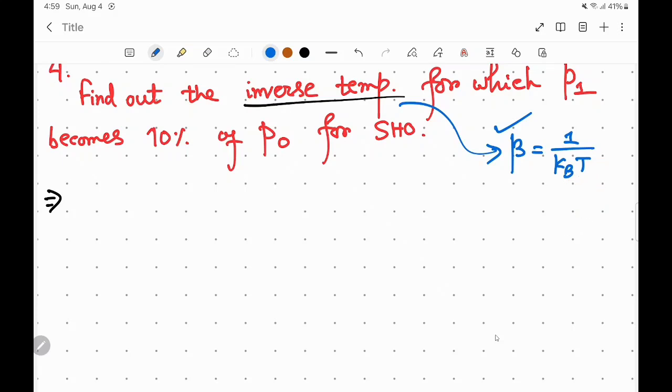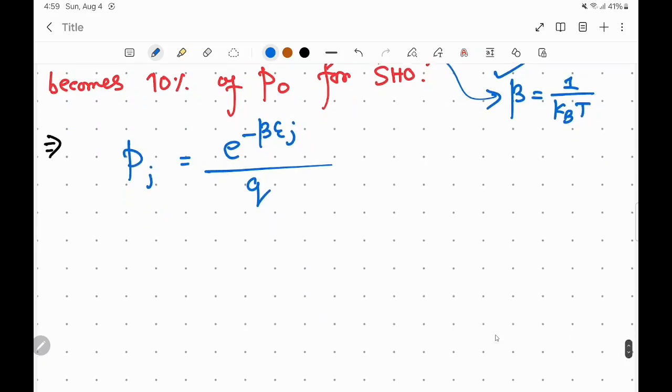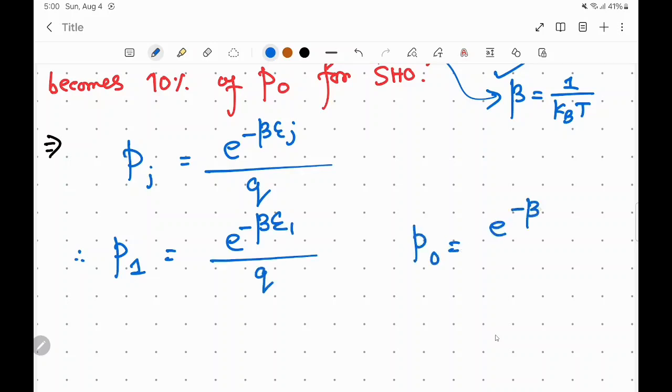Okay, so how can you do it? Now we know P1 or Pj, anything, is e to the power minus beta epsilon j divided by Q. So for P1, it is the probability, not population, e to the power minus beta epsilon 1 divided by Q. And for P0, it is e to the power minus beta epsilon 0 by Q.